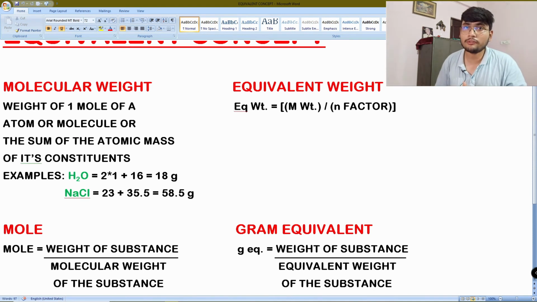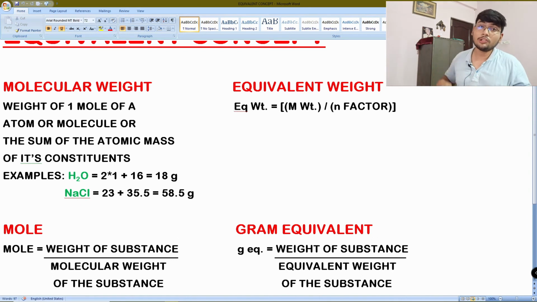You know molecular weight, so simply add the atomic masses of the atoms which constitute the molecule, and you will get the molecular weight. What is equivalent weight? Molecular weight by n factor. And the video on n factor will be live on Wednesday, so do subscribe. So equivalent weight is molecular weight by n factor.